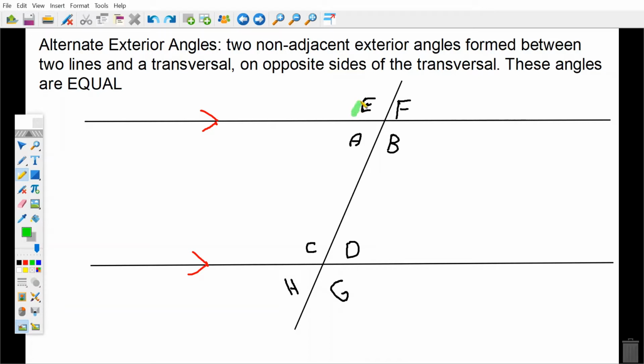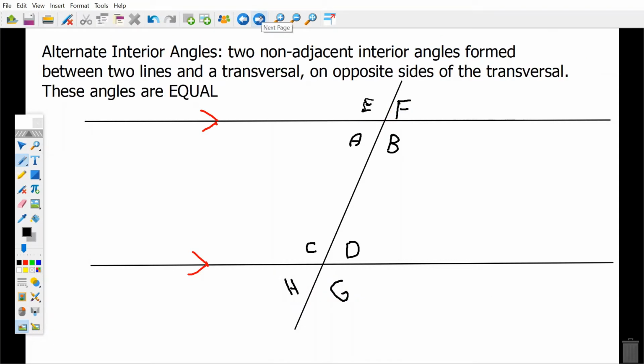So angle E is equal to angle G, because they are alternate exterior angles. Angle E equals angle G. There's one more set of alternate exterior angles, which are right here. Angle F equals angle H. On opposite sides of the transversal, these angles are also equal. So angle F equals angle H.